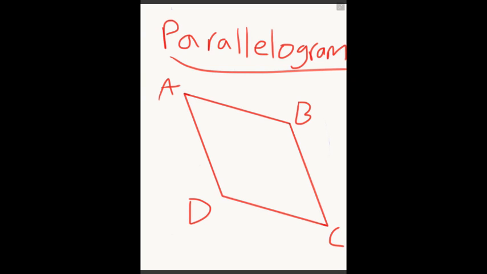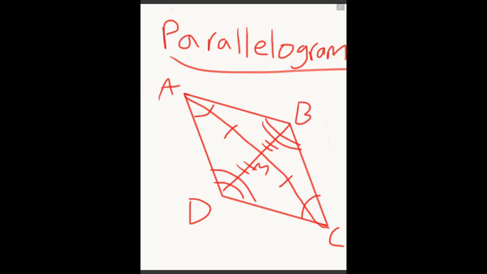In a parallelogram, you'll see that the opposite angles are congruent. So in this case, A and C are congruent, and D and B are congruent. As well as this, the consecutive angles in a parallelogram are going to be supplementary and add up to 180. So angle A and angle D are going to add up to 180, and angle B and angle C will do the same. In a parallelogram, the diagonals bisect each other.